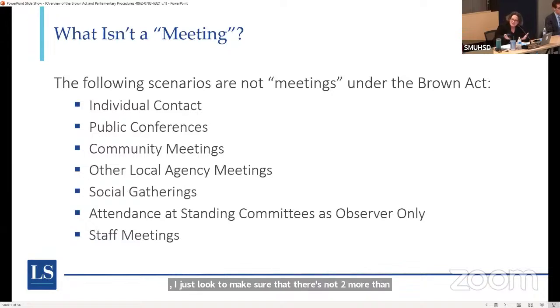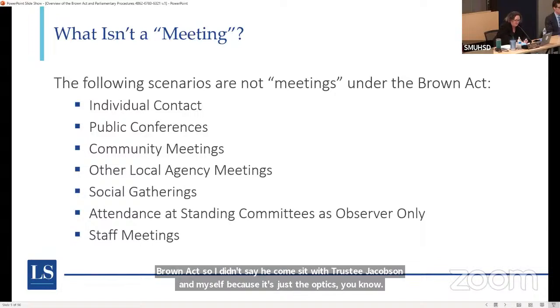So that's why I know that you already know the Brown Act. That's why I didn't say, hey, come sit with Trustee Jacobson and myself, because it's just the optics, just following along with that.